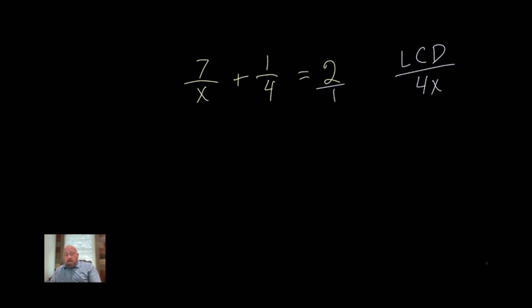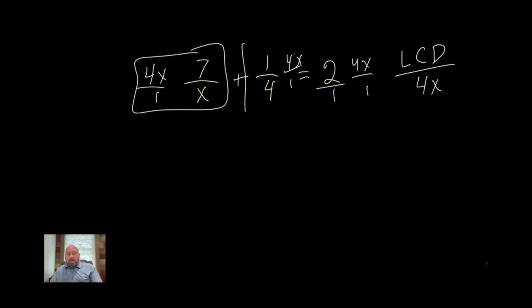Now what you do is you multiply everything by 4x, or 4x over 1. Okay, so every piece gets this. All 3 of these pieces you have to multiply by the LCD. Why are you doing this? You're doing this to eliminate the fraction. We don't want the fraction, so let's eliminate the fraction.